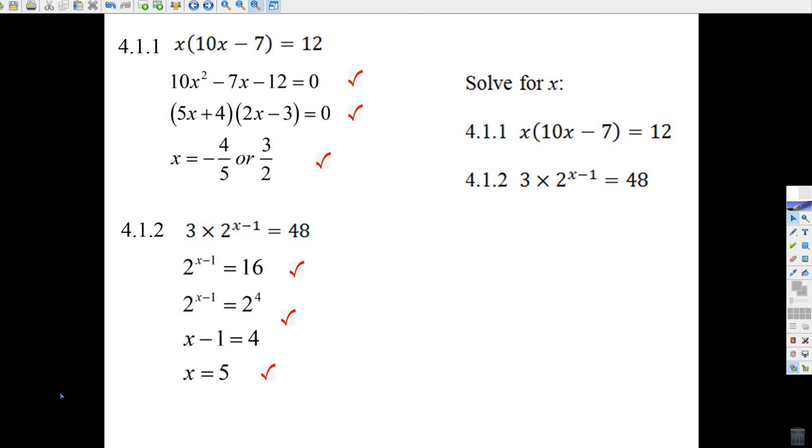Okay, this is question 4 of the 2022 grade 10 paper 1, and let's just do it. Okay, here we go. We're solving for x. Well, the first thing you got to do is multiply it out.